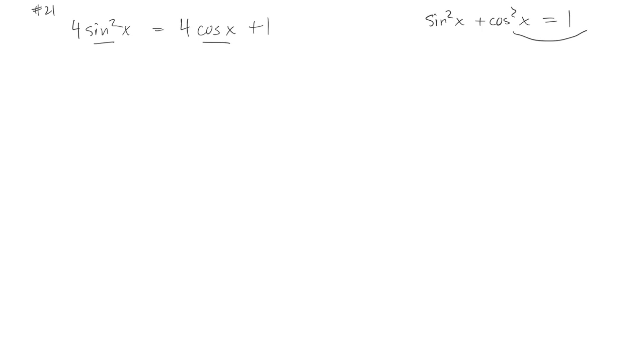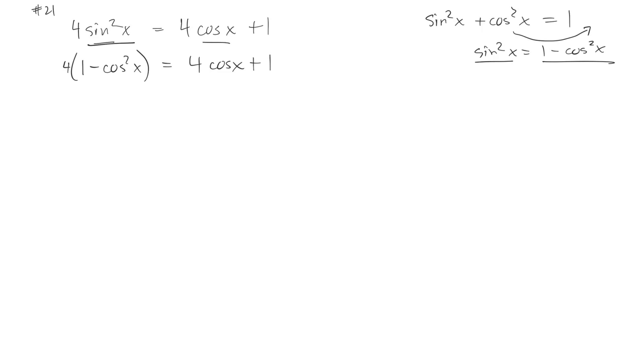I'm going to move this to the other side, subtract it on each side. So I'll get sine squared x equals 1 minus cos squared x. Everywhere I see this, I'm going to put that. So here it is right there. So 4 times 1 minus cos squared x equals 4 cos x plus 1.